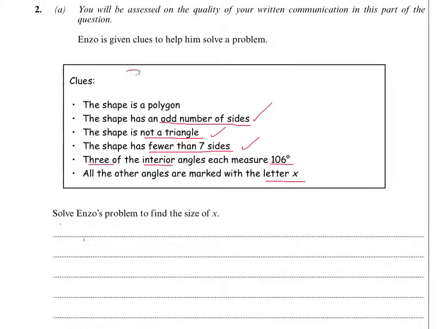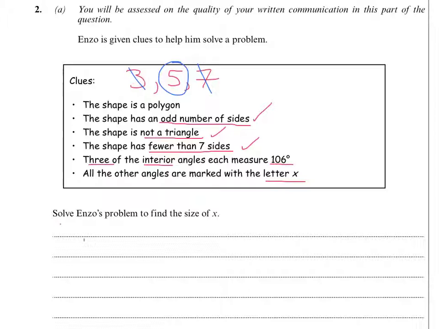So it could have had, if it was an odd number of sides, 3, 5, 7, 9, and so on. But it tells us that the shape has fewer than 7 sides, so it can't be 7, and that it's not a triangle, it can't be 3. So I know that the shape has got 5 sides.